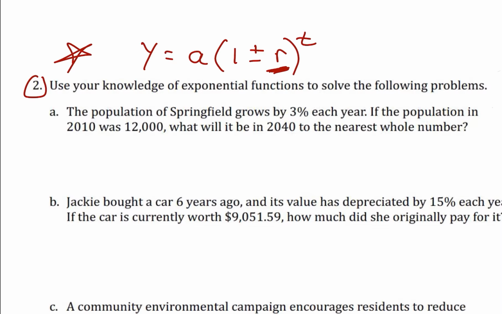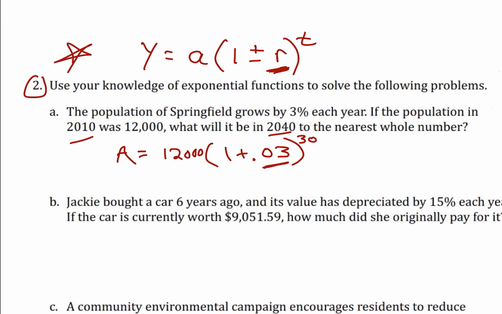Now, let's get started with the population of Springfield growing by 3% per year. I already know that in the parentheses, we're going to have 1 plus 0.03. 3% means 3 out of 100, which is the same as this decimal right here. Since you have a calculator, you could always do 3 divided by 100 and get this decimal. The initial amount of the population was 12,000, and we are looking for our final amount, so I'm just going to call it A. The number of years that the population was growing was from 2010 to 2040, which means 30 years.